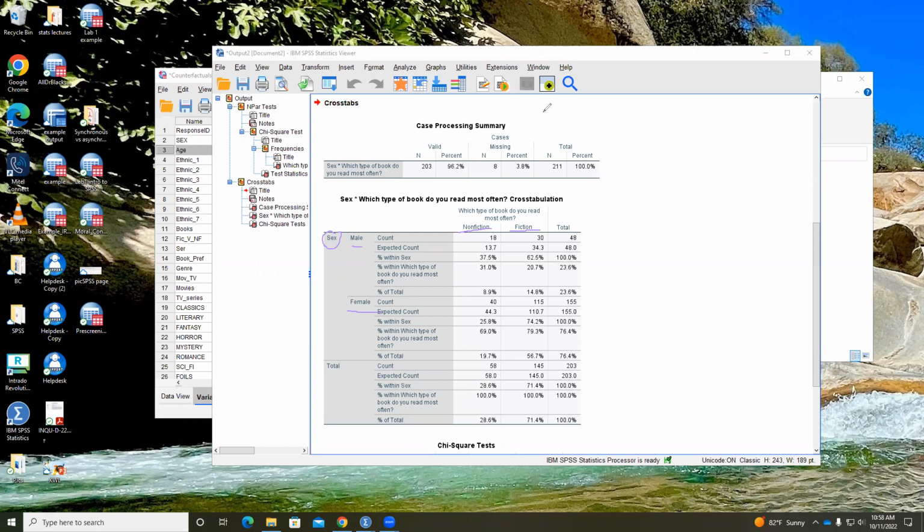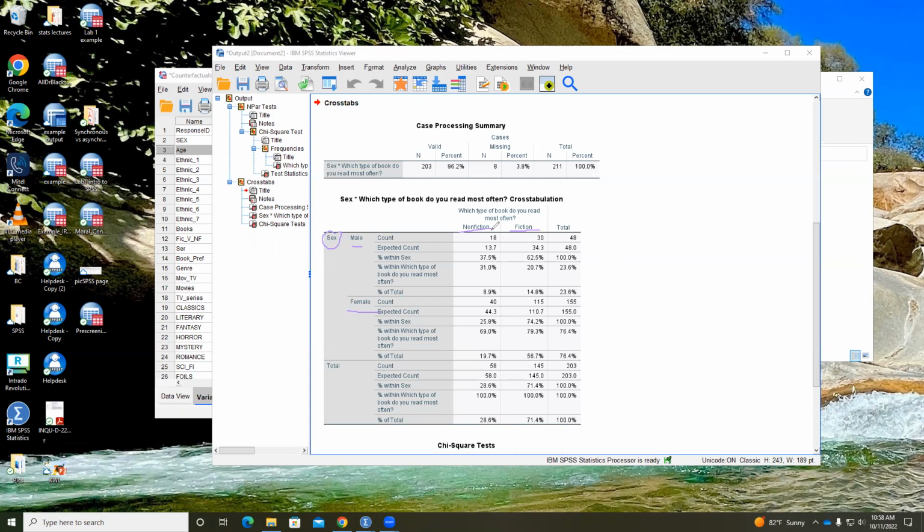The expected count is how many we would expect should the two variables be independent. So this takes into account that there are overall fewer males than females in the data set. Altogether there are 48 males and 155 females. Altogether, there are 58 people who preferred nonfiction and 145 people who preferred fiction.